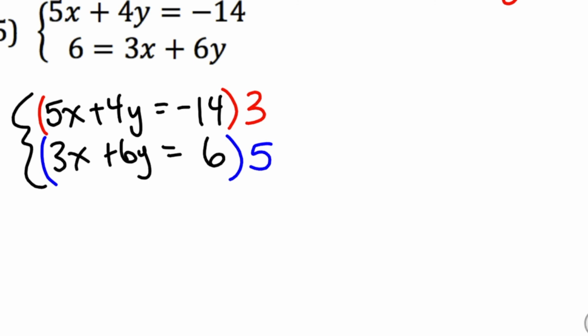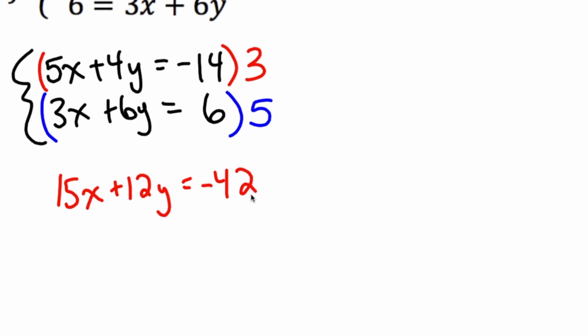So let's multiply. 3 times 5x is 15x. 3 times 4y is 12y. And the last one, 3 times 14 gives you 42. Well, negative 42 because it's a negative 14. 5 times 3x is 15x. 5 times 6y is 30y. And 5 times 6 is 30.